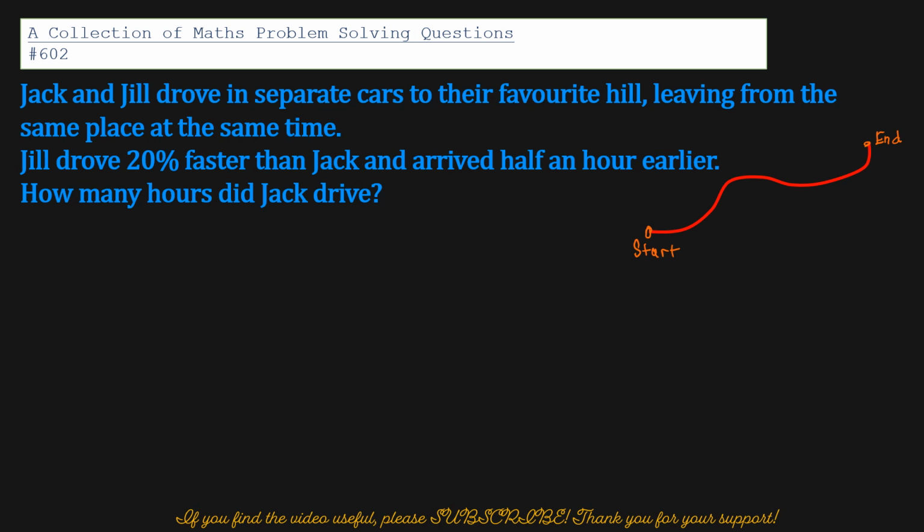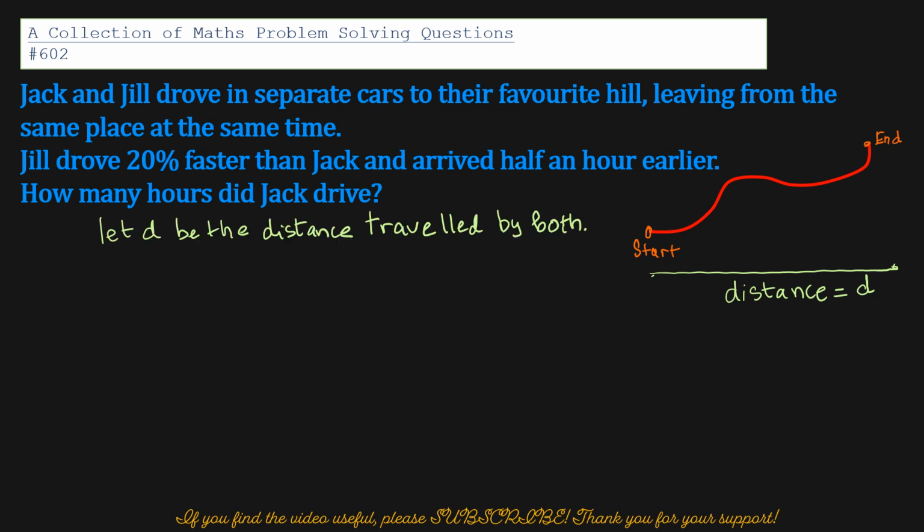So, to start with, we assume that the distance between the start and the end point is d for both of them, because they are leaving from the same place and they reach the same place. So it's the distance we assume is d. The next thing we assume is the time taken for Jack to travel that distance is t, and the time taken for Jill to travel the same distance is t1. The time is in hours, of course.